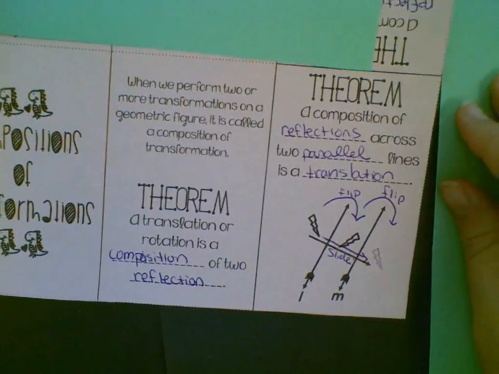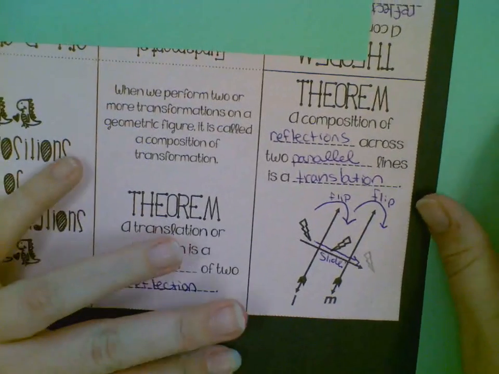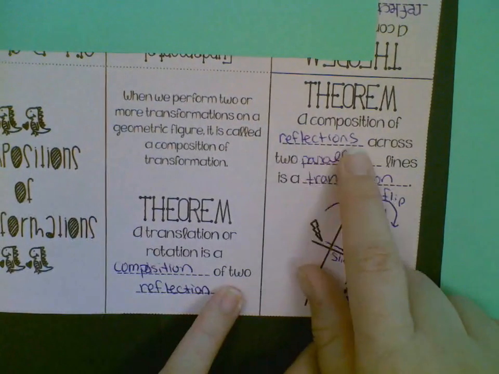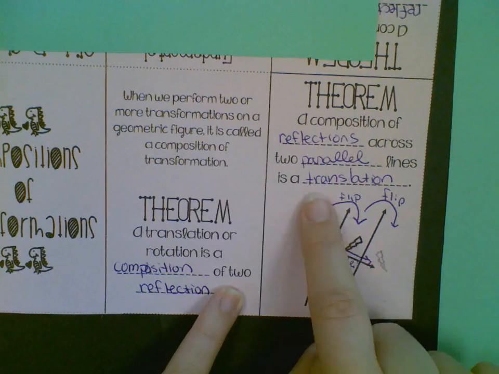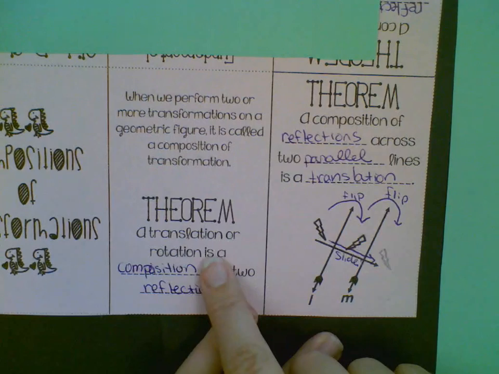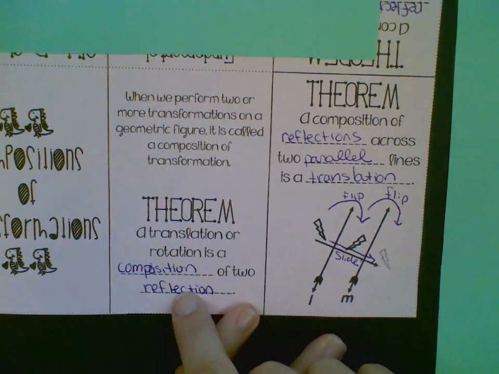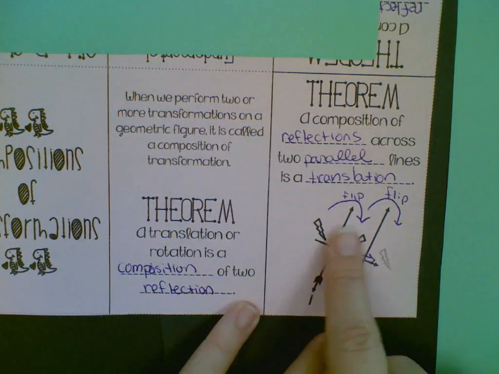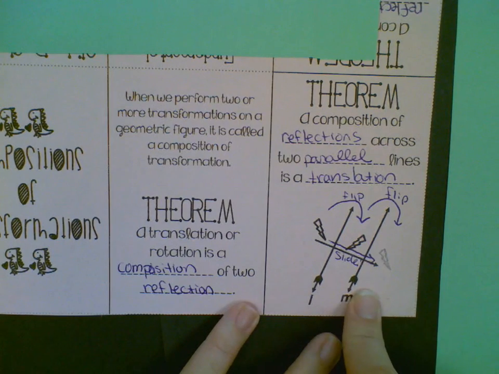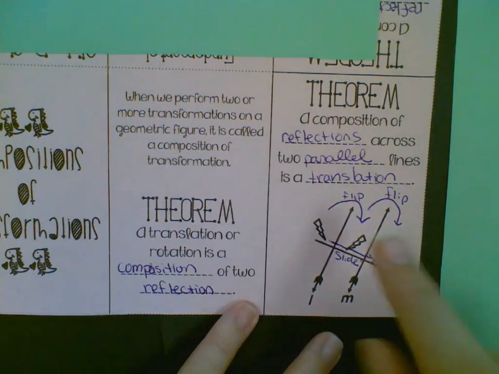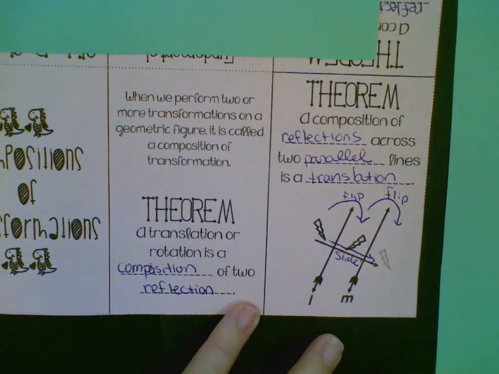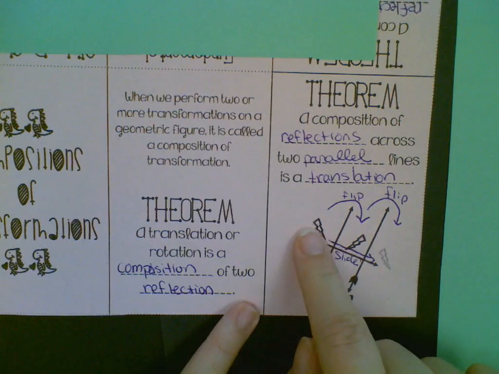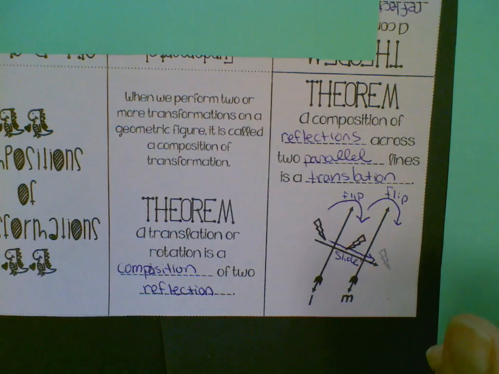So if we're flipping over or reflecting over two lines that happen to be parallel, then that is the same as a translation. So that's what this was talking about. Translation or rotation can be two reflections. So to get the translation, it's like reflecting over parallel lines, and that's how you would make your translation. So first we flipped over L, and then we took that picture and flipped it over M. So that would be our image. This was the original. So flipping over two lines is the same thing as doing a slide.